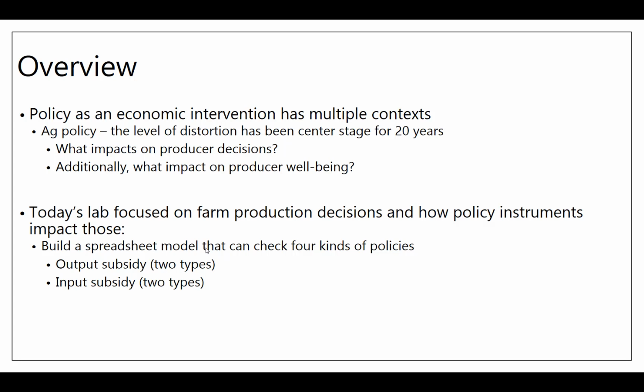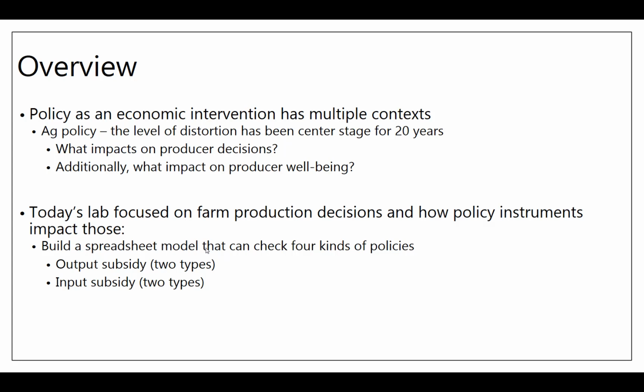Okay, so just as an overview, we want to think about policy and ag policy as an economic intervention. It has a lot of different contexts. So certainly the most common one is public economics. Is this the best use of the public's tax dollars? Or what's the opportunity cost of devoting $1 of taxpayer money to this project versus another one? And that's certainly not the one that we're after here. That's too big picture. It requires much bigger models than we're going to encounter.